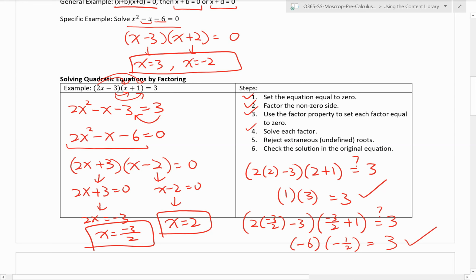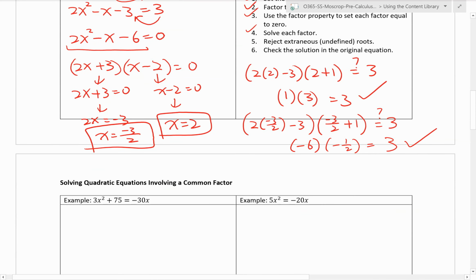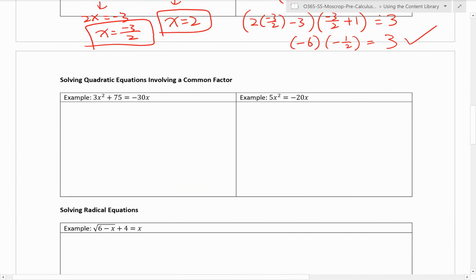Okay, so then we just checked our answers, and they are perfectly okay. So that's how you solve quadratic equations. Quite easy, not too challenging. Now we're going to move on to the next slide, next page.